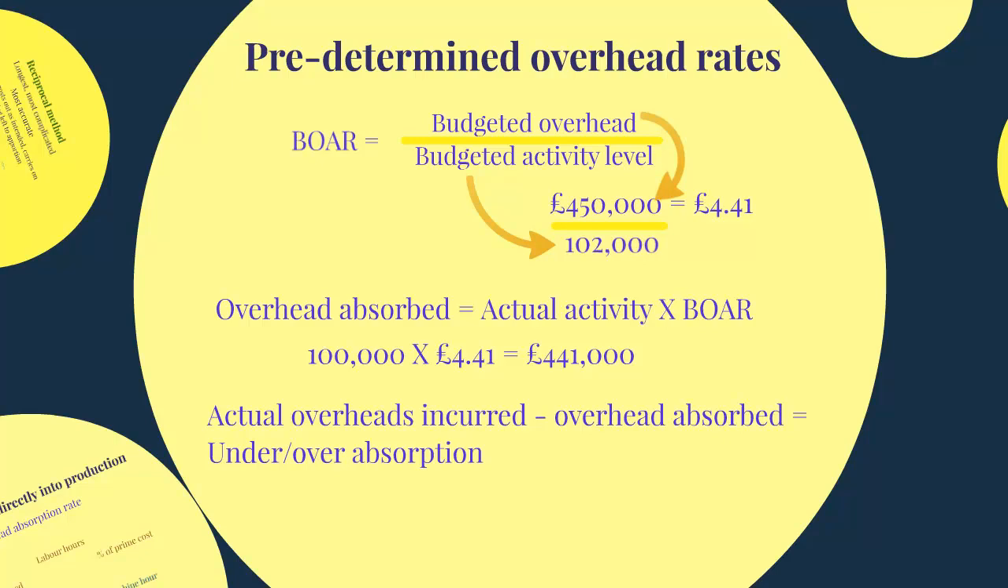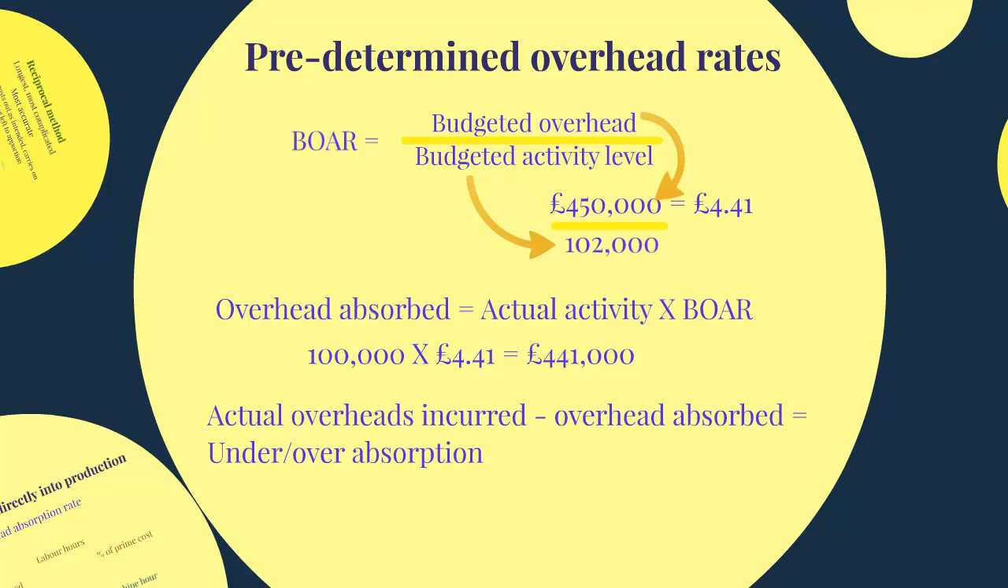So therefore, in this case, the overheads have actually been under-absorbed by £9,000. They thought that they were going to absorb 450,000. They actually only absorbed 441,000. So that 9,000 needs to be added back in the profit and loss statement.